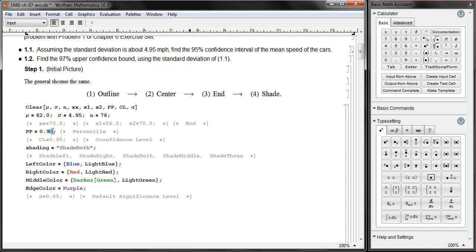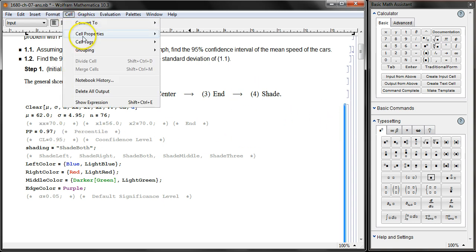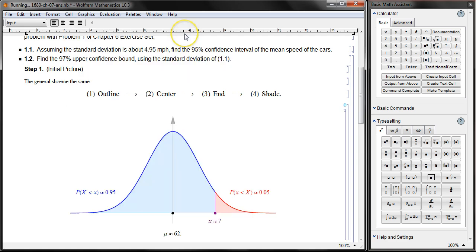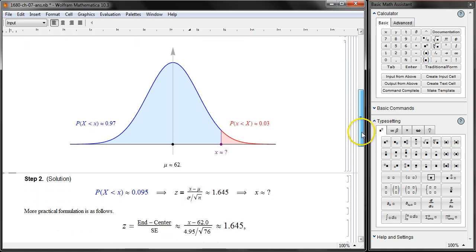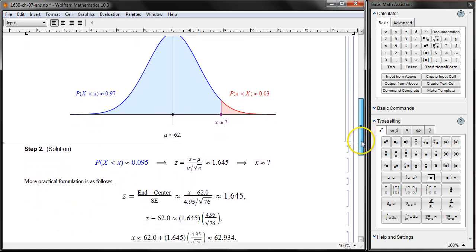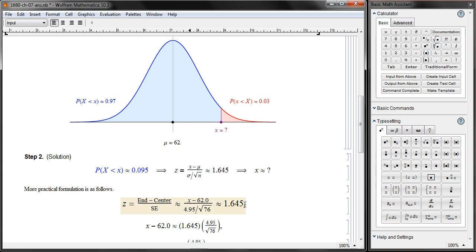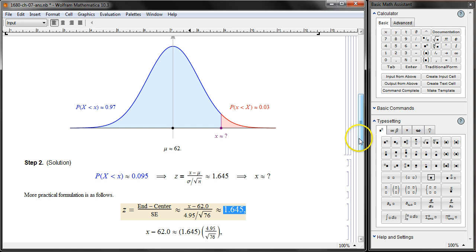So that's 97% here. Okay, here we go. We have 97% here and 3% there, and you're looking for this x value. The solution method should be the same. End minus center over SE over here should be your z-score, but this z-score will be a little bit different. 1.645 was for 95%. I just changed this problem into 97%, didn't I?